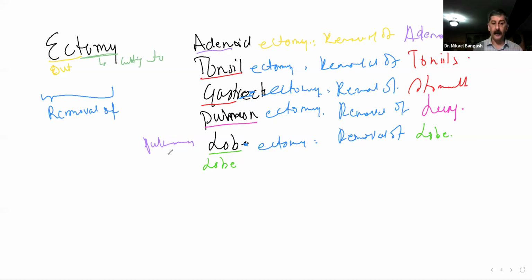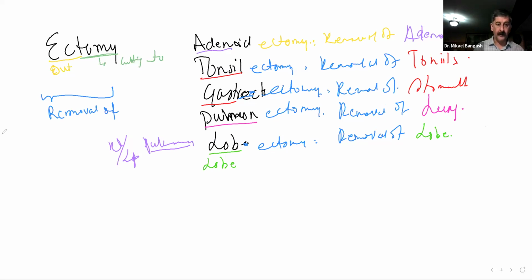Just to specify, when we talk about this lobectomy, it's the lobe of a lung that is removed. They may, of course, have to specify the site, as in which lobe within which lung was removed.